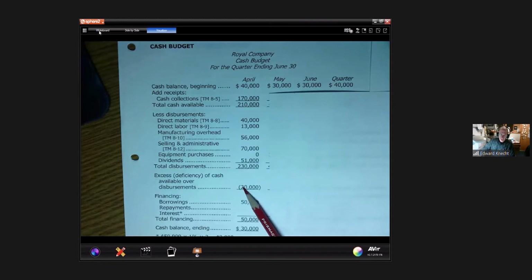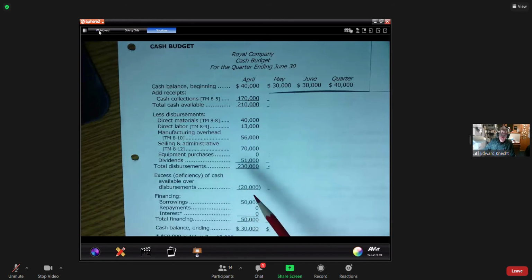And if the company wants to have 30,000 cash at the end, we can't just borrow 20. We've got to borrow the 20 and the 30. So that's a total of 50. And let's see if it works out. 50 minus 20 ends up with 30 at the end. Does that make sense?